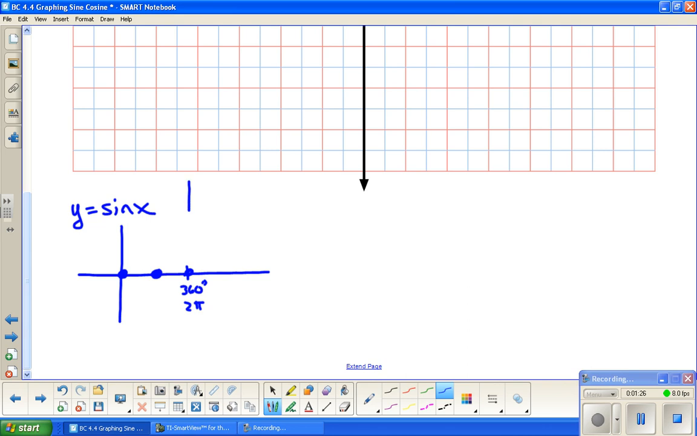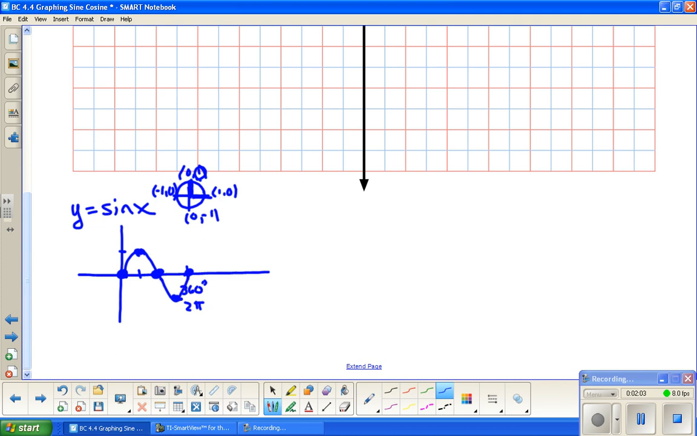Remember that sine has to do with y values from the unit circle, so if you're not sure what to do, you can think of the y values. The y value at 0 degrees is 0. The y value at 90 degrees is 1, halfway between 0 and 180, so you have to be up at 1 here. Similarly at 180 you're at 0, and at 270 you're at negative 1. And so this is the basic shape.